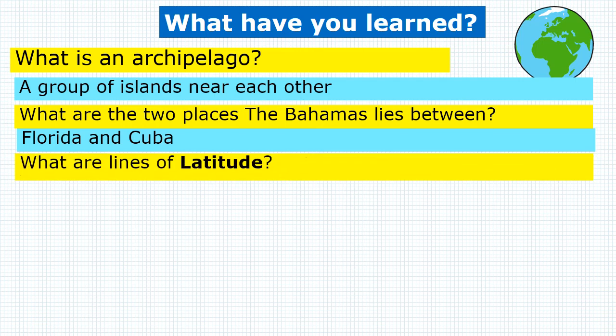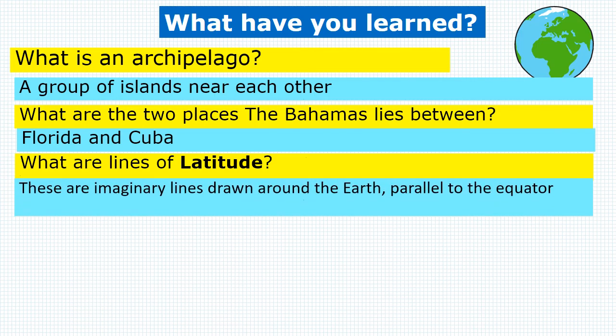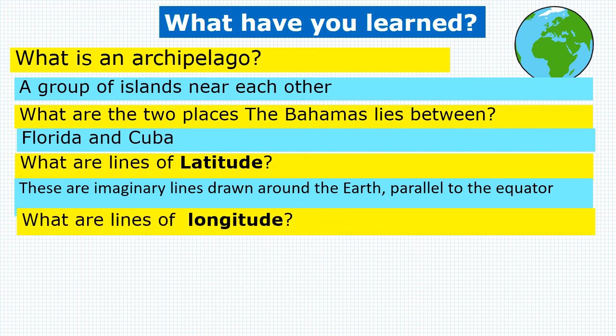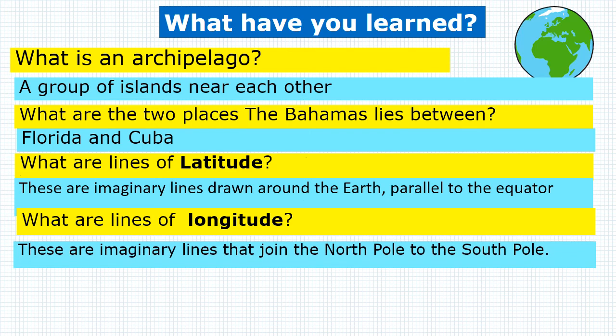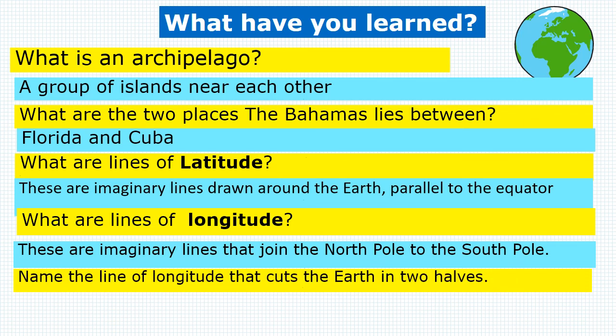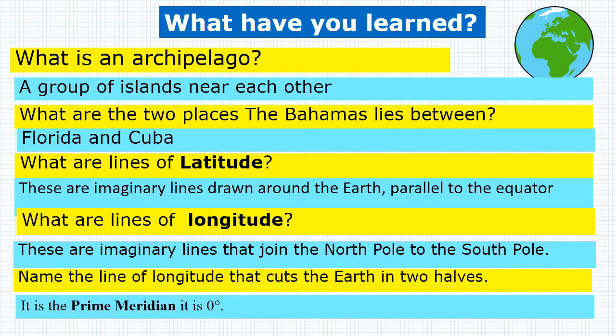What are the lines of latitude? These are imaginary lines drawn around the earth parallel to the equator. What are lines of longitude? These are imaginary lines that join the North Pole to the South Pole. Name the line of longitude that cuts the earth into two halves. Yes, the Prime Meridian, and it is 0 degrees.